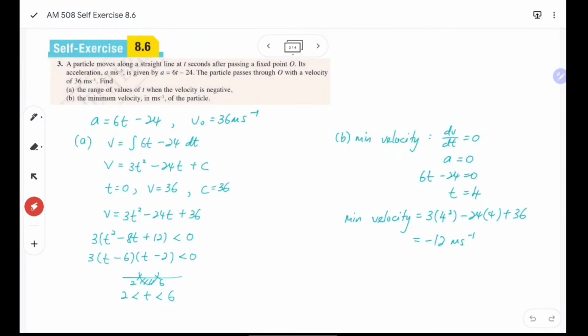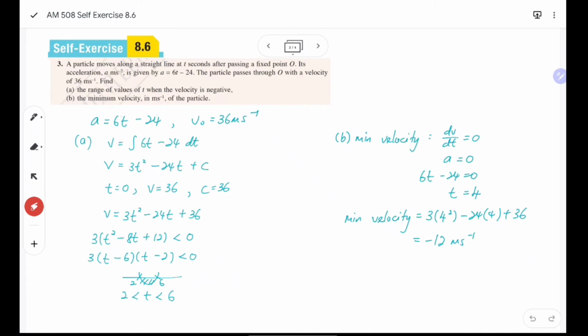Question number 3. A particle moves along a straight line at t seconds after passing through a fixed point O. Its acceleration a meter per second square is given by a equals to 6t minus 24. The particle passes through O with a velocity of 36 meter per second. Find a, the range of value of t when the velocity is negative.